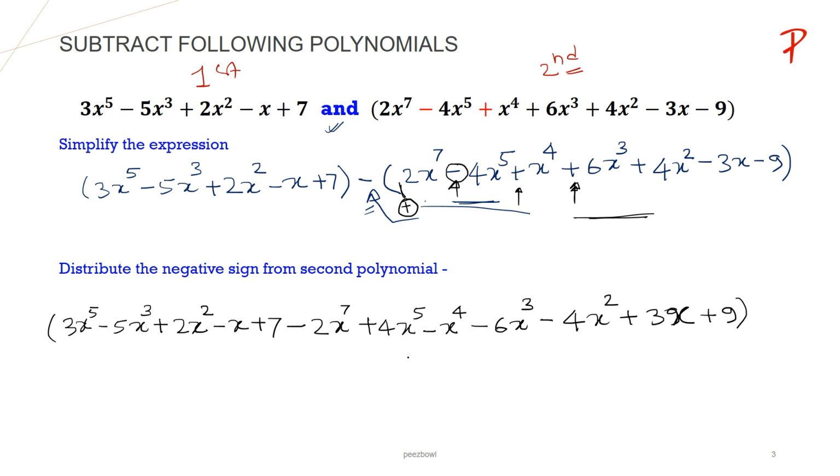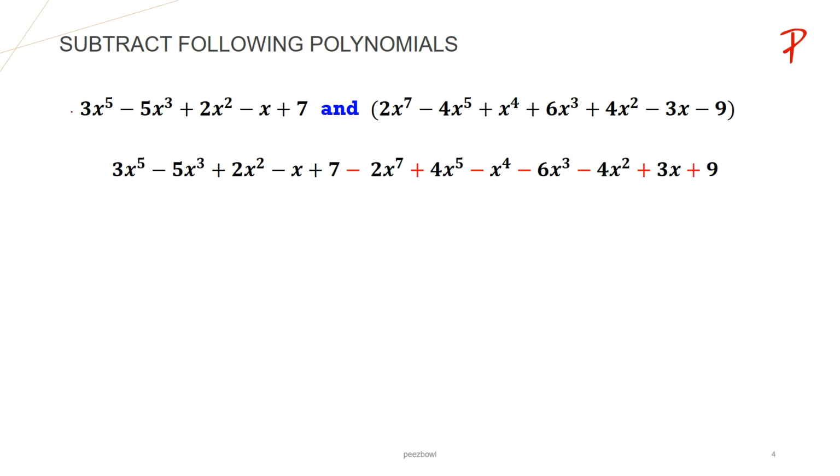Now we need to solve it. How are we going to solve it? We are arranging these terms in descending power of x. Okay, that means the higher power of x will come first and gradually lower powers of x will follow. Okay, let us see how we do it. So this is the first expression we got after solving the inner bracket within the second polynomial, and this is what we get after distributing the negative sign from the second polynomial. So we need to solve it, right?